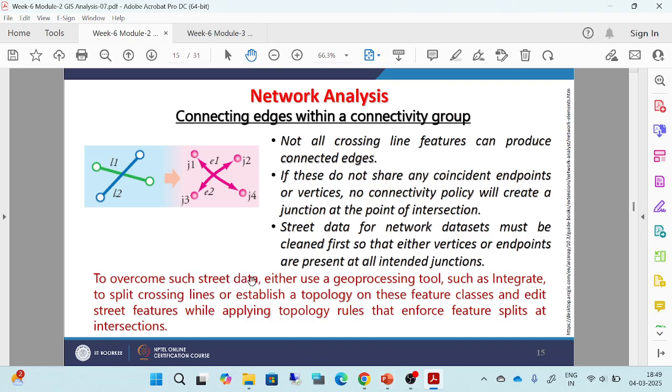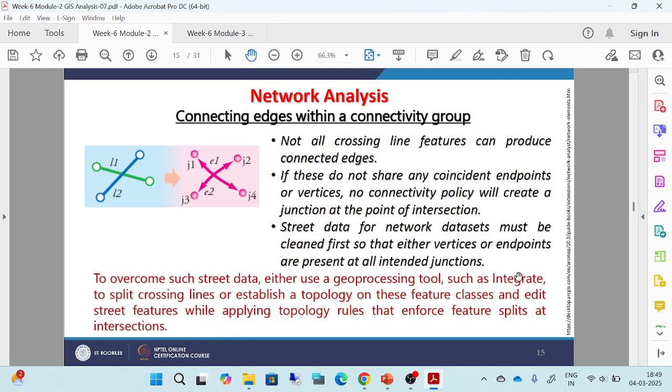So to overcome such street data issues, either use a geoprocessing tool like Integrate to split crossing lines, or establish a topology on these feature classes and edit street features while applying topology rules that enforce feature splits at intersections.